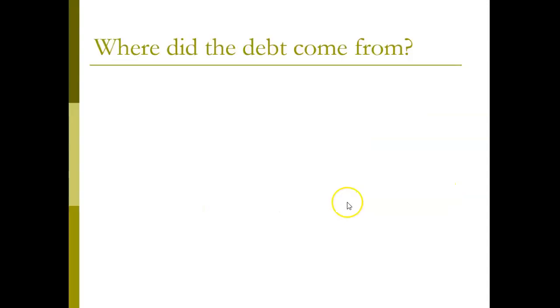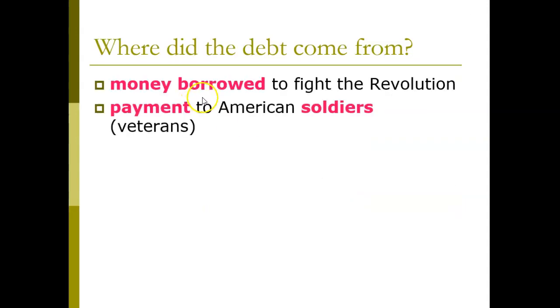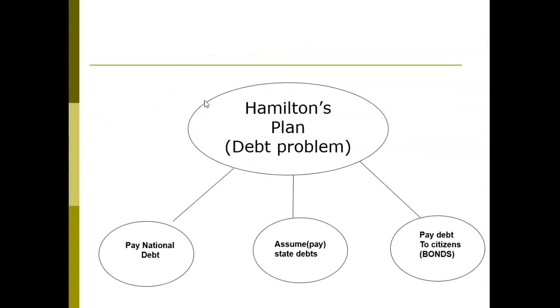So to answer a question of where that debt came from, it's basically, as we just talked, money borrowed to fight the war, payment to soldiers, and the idea of paying back those bonds.